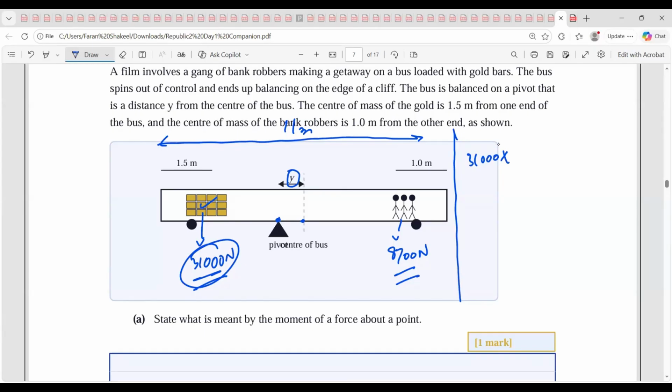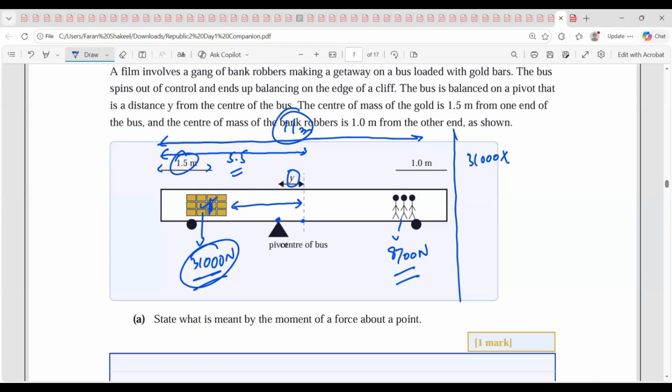The total length of the bus is 11 meters. So we get to know that the total distance up till here is going to be 5.5, right? I'm just asking you guys for this distance. What is this distance going to be? It's going to be 5.5 minus y. And well, this one is 1.5 as well.